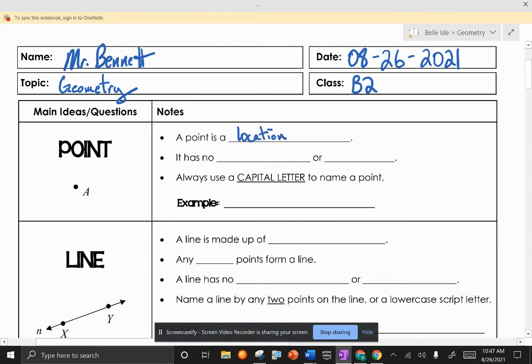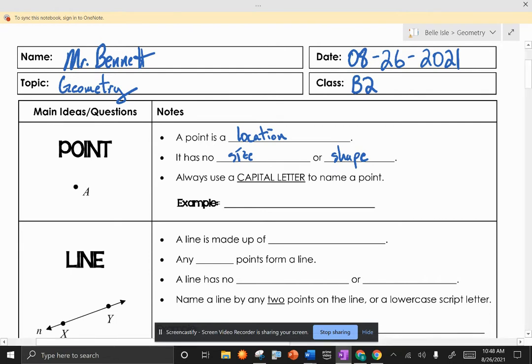She was right. Just call her out like that. So it has no specific size or shape. You're telling me that I can make a dot that's the shape of a dragon, and it would be acceptable? As long as you called it a point, it's a point. Yep.